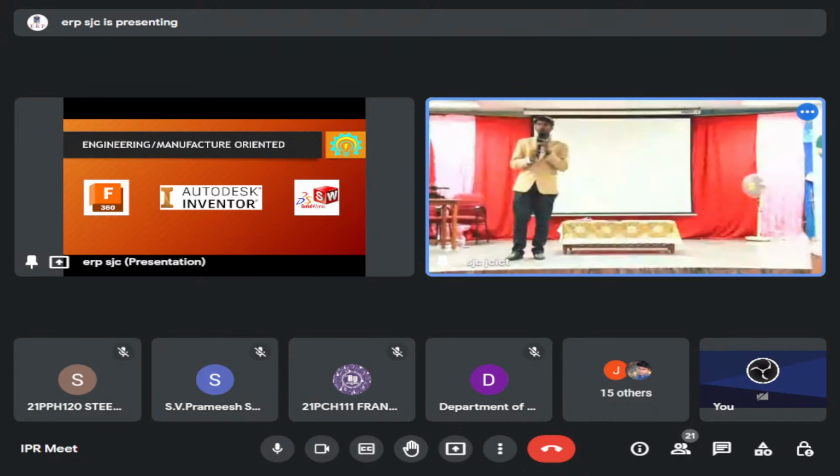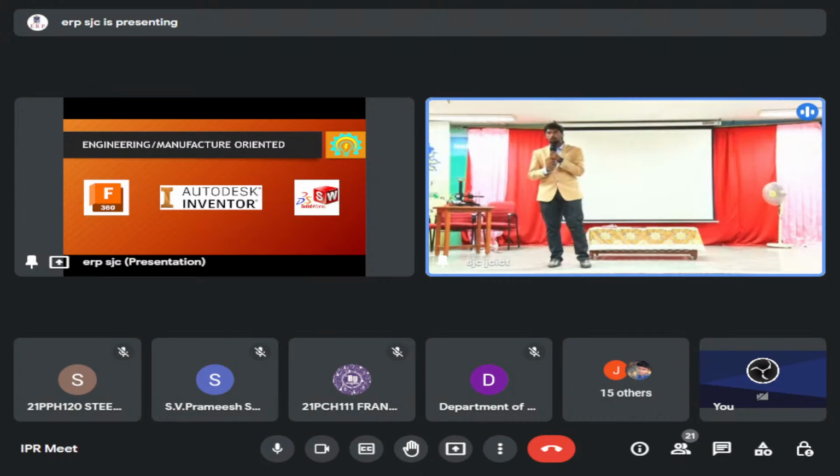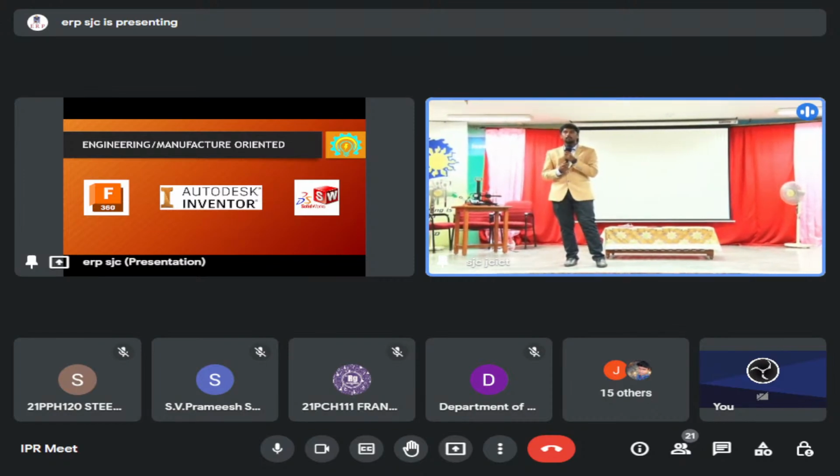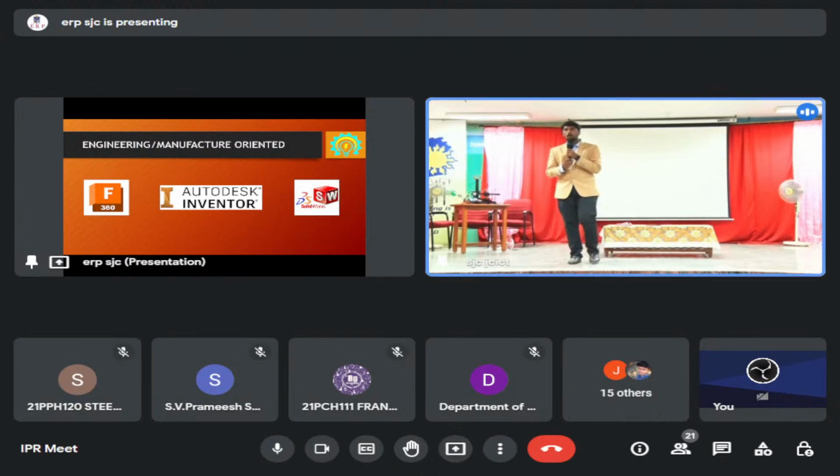So design is a very important aspect in 3D printing. So we have to design in 3D. So the first type we see is engineering-oriented 3D design software, like in that image you can see: Fusion 360, Autodesk Inventor, SolidWorks. These 3D designing softwares are mostly in the engineering aspect.